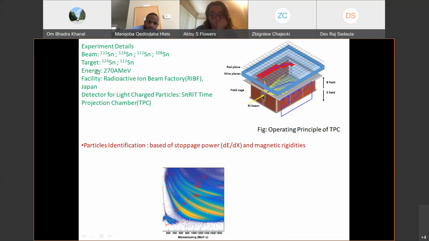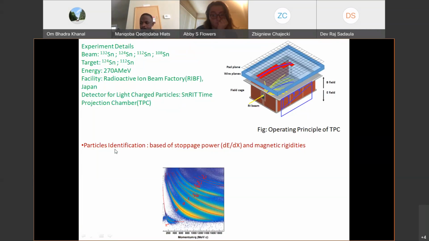The detector used for detecting light charged particles is the TPC, that is, the time projection chamber. And this is an overview picture of the time projection chamber. You can see the radioactive beam coming here, it hits the target over here, a collision happens, and the particles are produced. You can see the tracks of the particles. The particles travel in different directions, and the detector detects those particles.